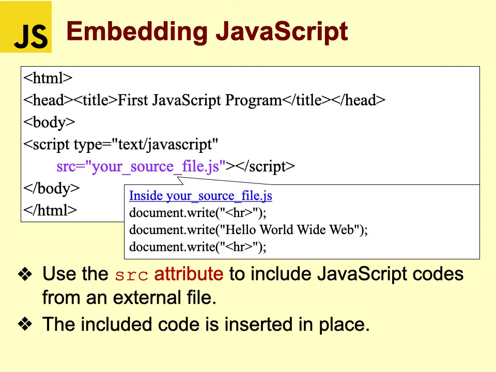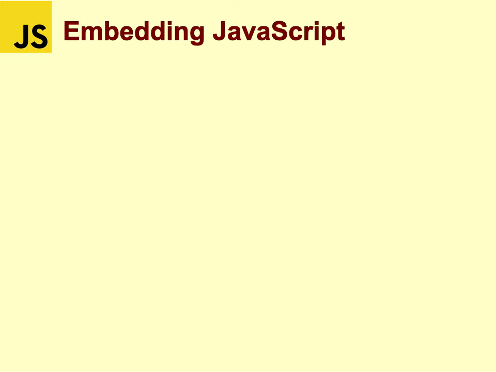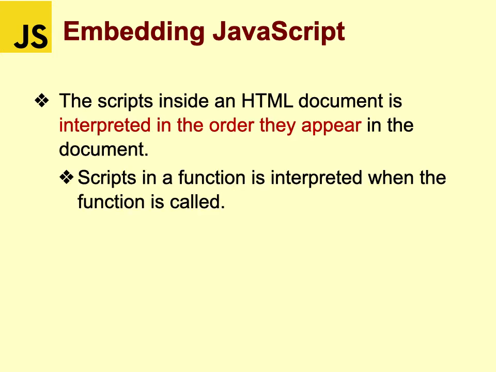So here we have used the src attribute to include JavaScript code from an external file. The included code is inserted in that place. So this is how embedding of JavaScript is done.